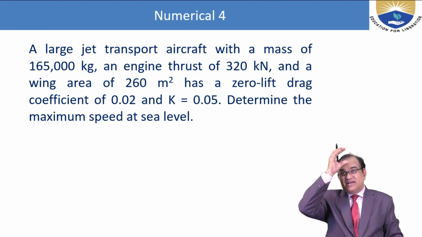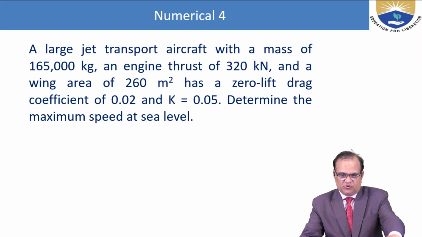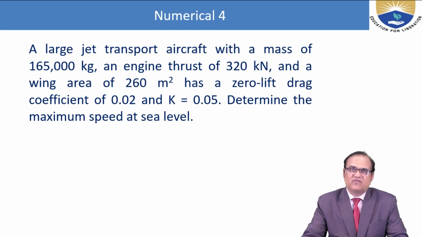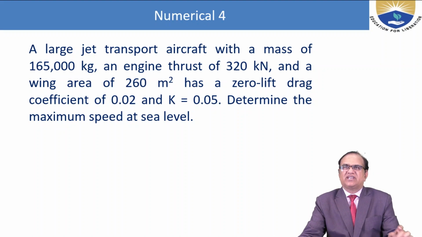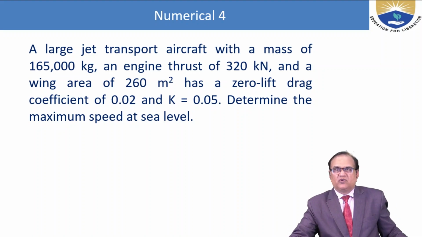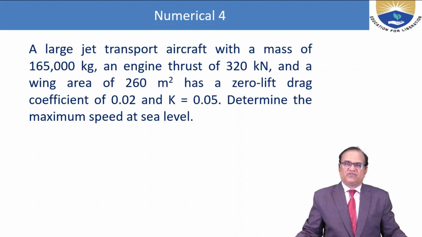Now I will go for numerical number 4. A large transport aircraft with a mass of 165,000 kg, an engine thrust of 320 kilonewton and a wing area of 260 meter square has a zero lift drag coefficient of 0.03 and K is equal to 0.05. Determine the maximum speed at sea level.